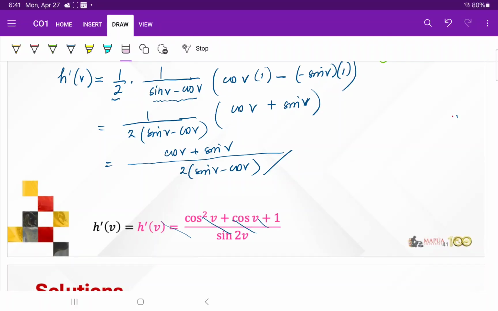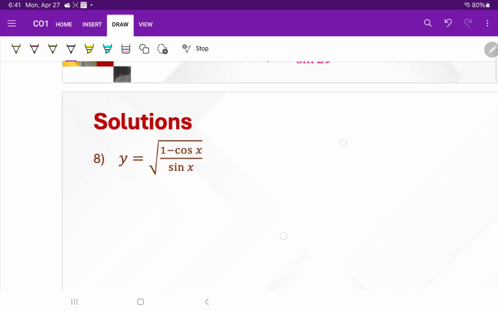The solution is long, because we'll be using here, okay, hold on. This actually will give you the formula that sine of 2v is 2 sine v cosine v. This is the double angle formula. Okay, so you may stop on this. Alright, next.